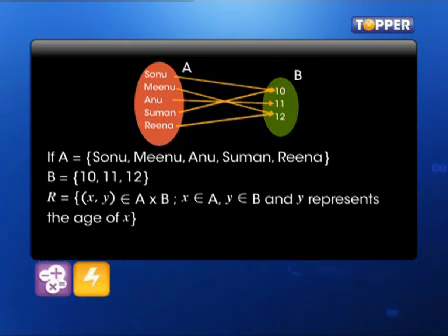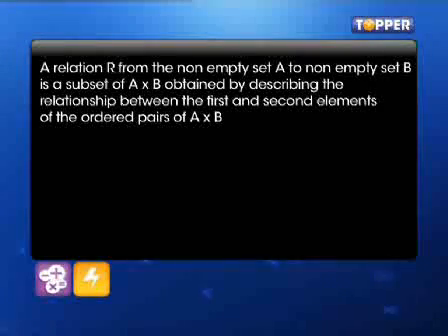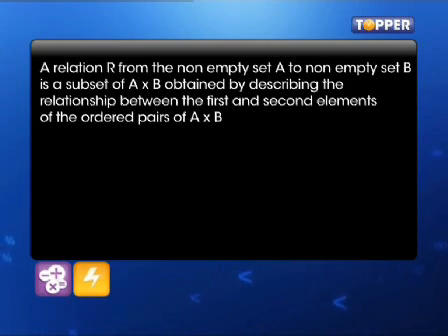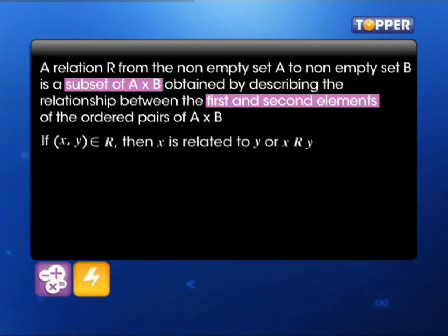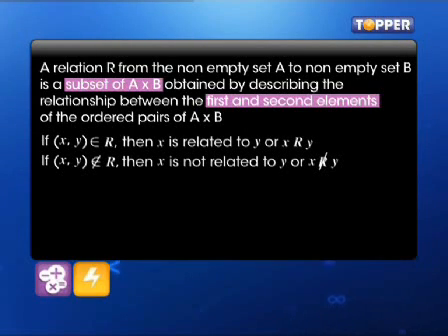Remember the restriction. More formally, a relation R from the non-empty sets A to B is a subset of the Cartesian product A cross B that is obtained by imposing the relationship between the first and second elements of the ordered pairs in A cross B. In this way, the relation is constrained by the situation. If the ordered pair X, Y belongs to the relation R, then we can say that X is related to Y. We denote it as XRY. Now, if X, Y does not belong to R, then X is not related to Y.